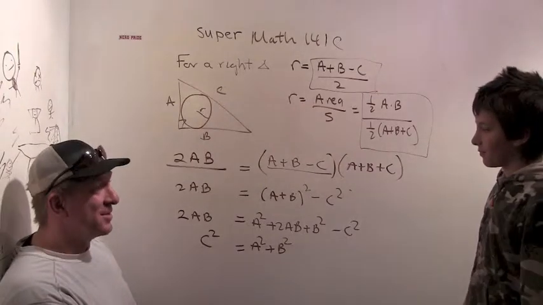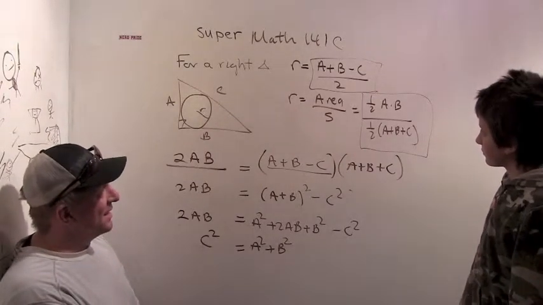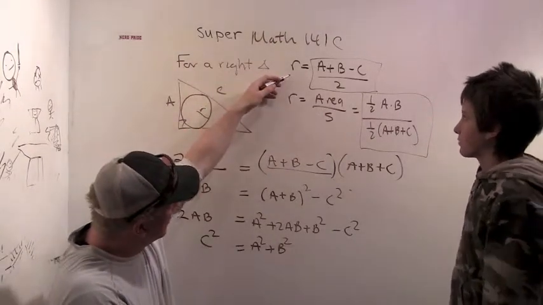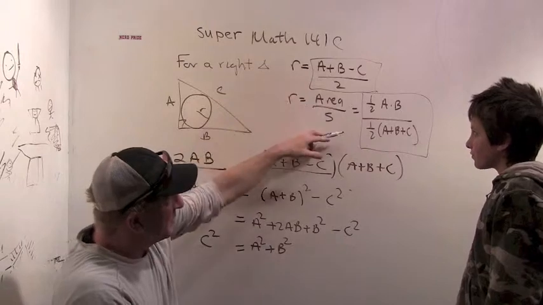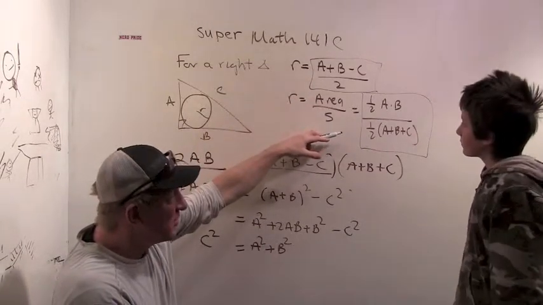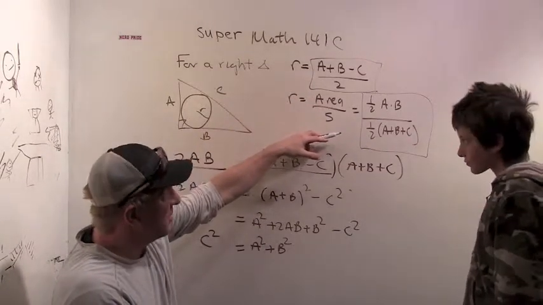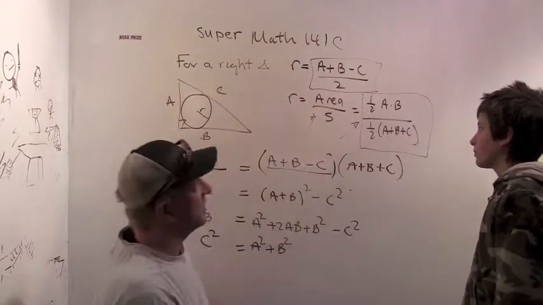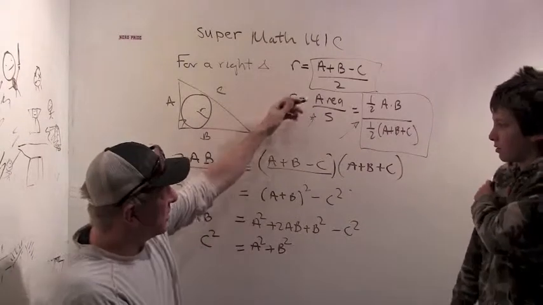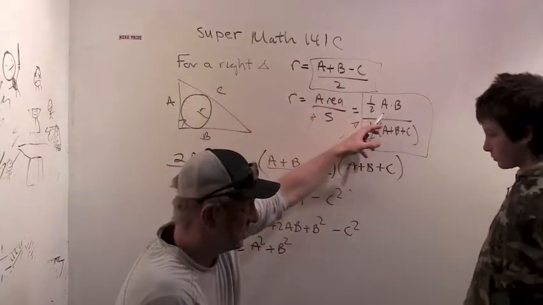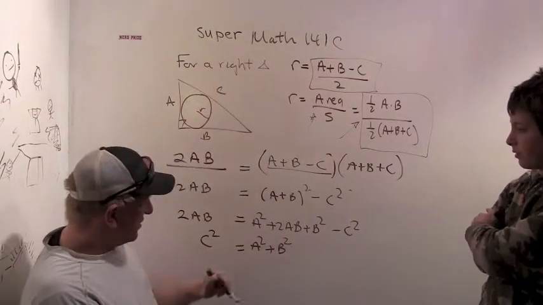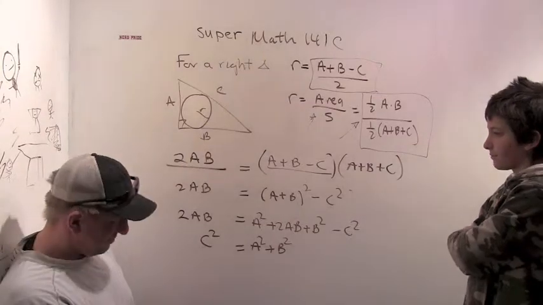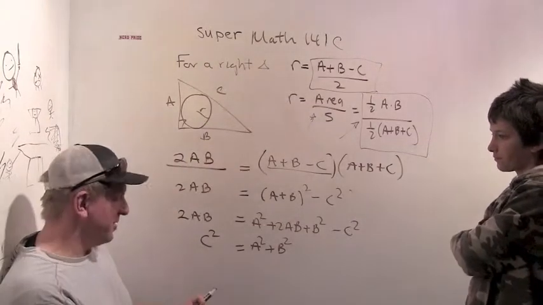Isn't that incredible? The first thing we did was getting this formula for a right triangle, the second thing we did was getting this formula for a general triangle. Because the area is not 1/2 AB for a general triangle. But then it just simplifies right there to the Pythagorean theorem. So those two formulas are the same for a right triangle.